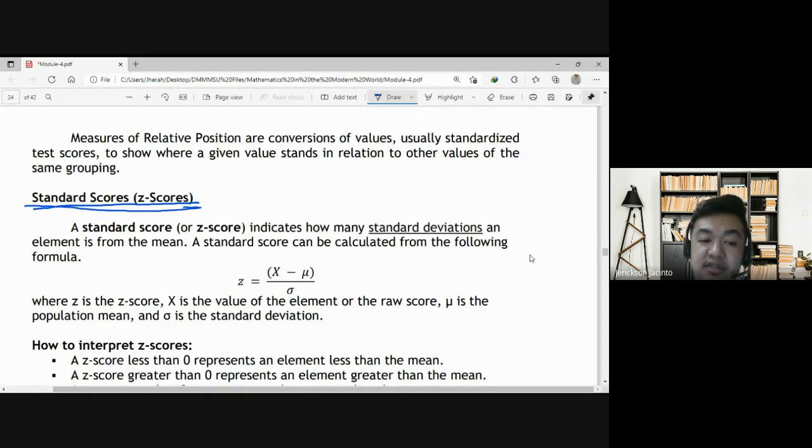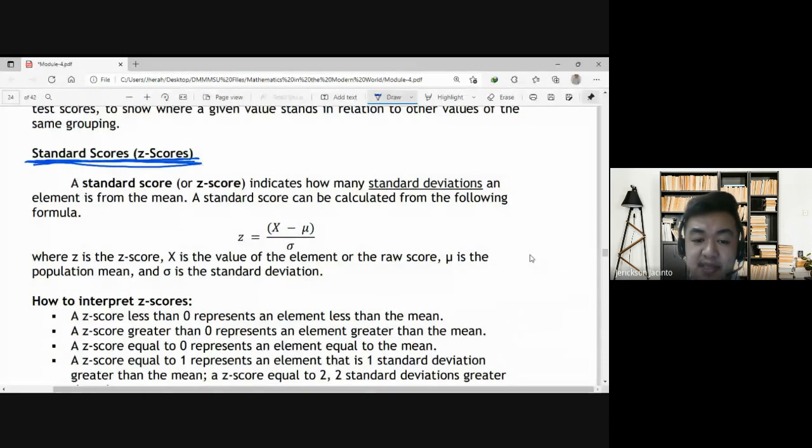Our standard score or z-score is the first measure. We will discuss this more in Lesson 5. The standard score or z-score indicates how many standard deviations an element is from the mean. I will show the formula right away. The formula is this one.